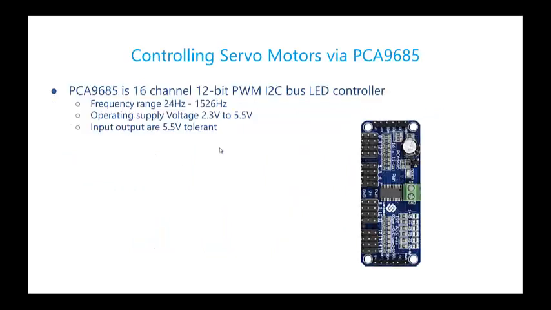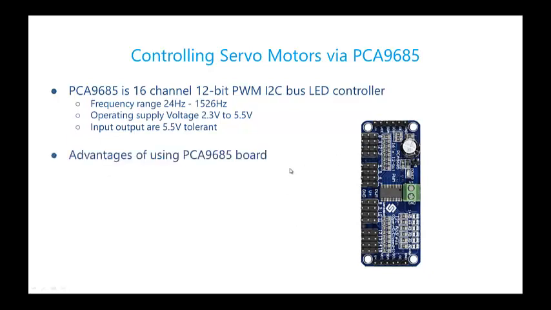In this experiment, we are going to use the PCA9685 board. PCA9685 is a 16-channel, 12-bit PWM, I2C bus LED controller. 16 channel means you can control 16 servo motors using this board, and it can communicate over the I2C protocol with the Raspberry Pi 2. Even though it says LED controller, you can perfectly control servo motors with it. The input and output pins of this board are 5 volt tolerant.